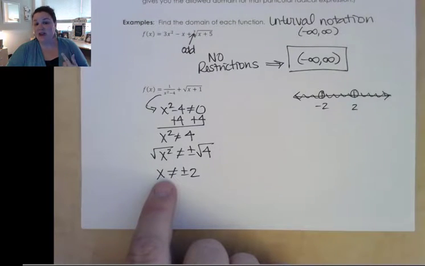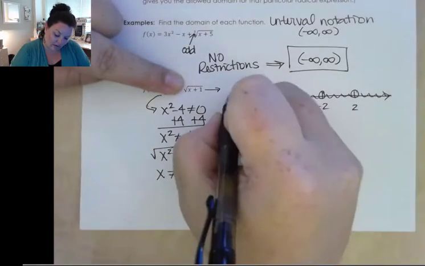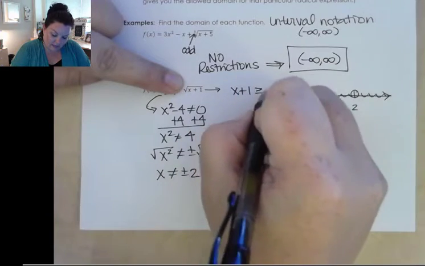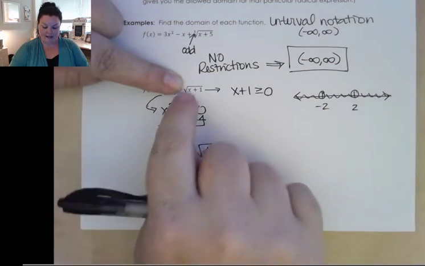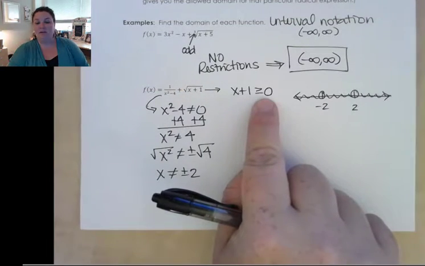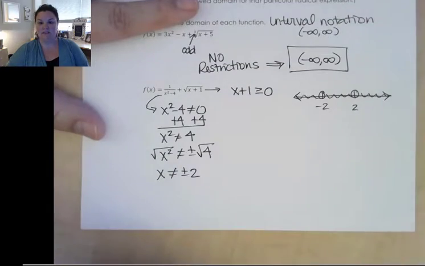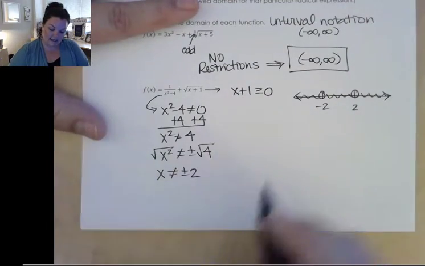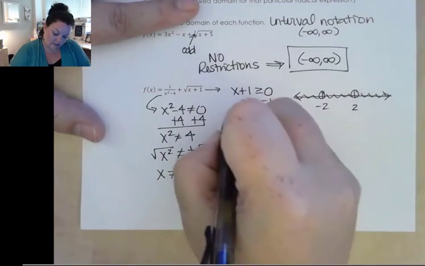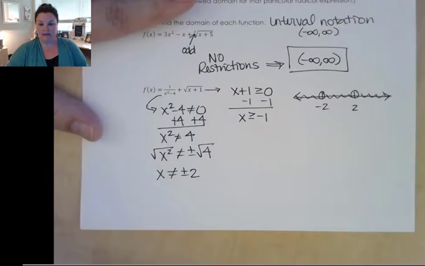Now we need to look, do we have any even root radicals? And in this case, we do, right? So because we have an even root radical, we know whatever's underneath that radical, our radicand, or in this case our x plus 1, can't be negative. And the way that we say it can't be negative in math is that it has to be greater than or equal to 0. So now I just need to get x by itself. So I subtract 1, which tells me that x is greater than or equal to negative 1.